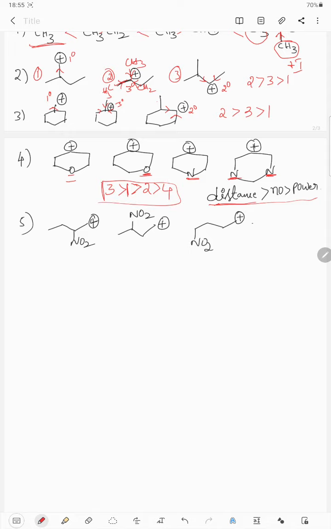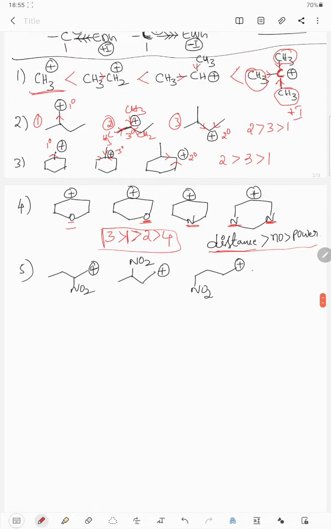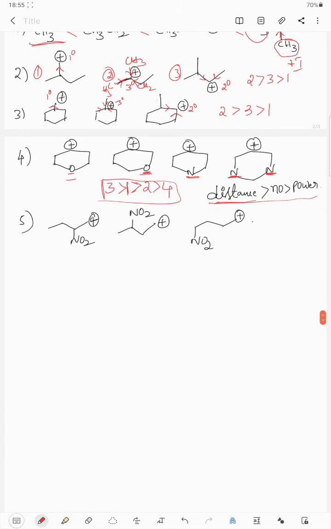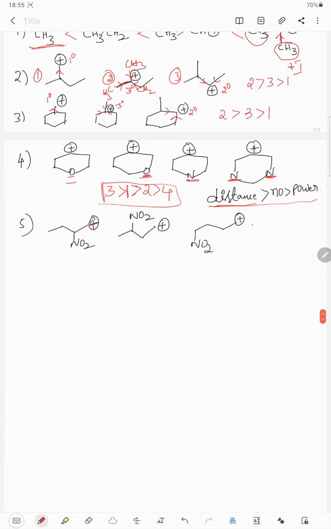Next one, fifth example. Look here. Distance increases, inductive effect decreases. Now here this carbon has fewer electrons, because a very near electron withdrawing group is present. I already told you electron withdrawing groups decrease the stability of a carbocation, so that's why in the third example the nitro group, an electron withdrawing group, is very far from the carbocation, so the third is more stable than the second, which is more stable than the first. So this is the way to identify which carbocation is more stable and which is less stable.